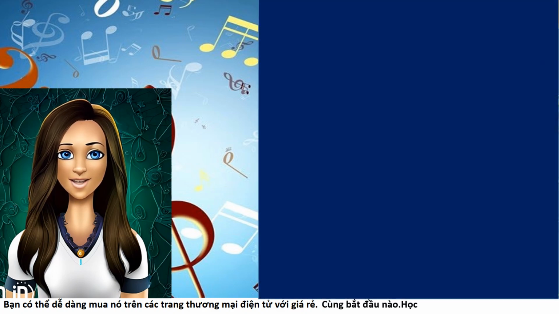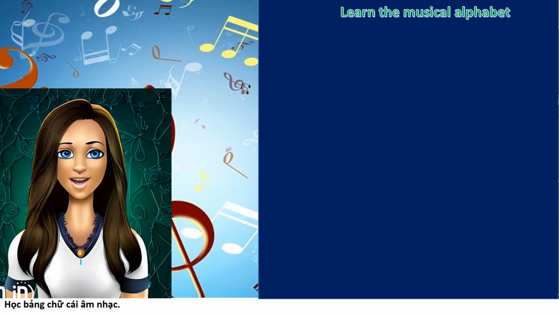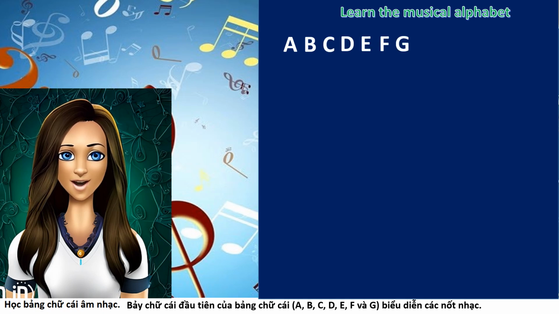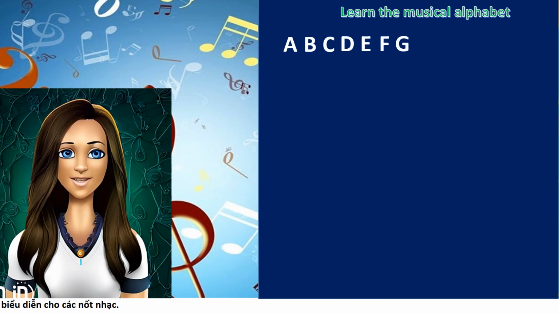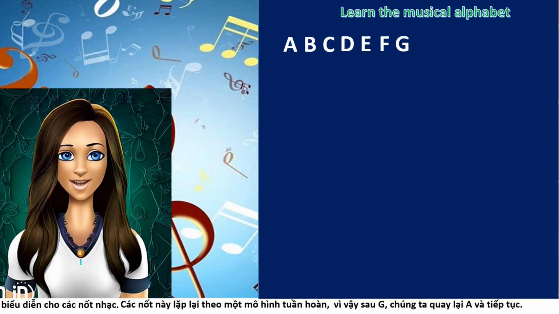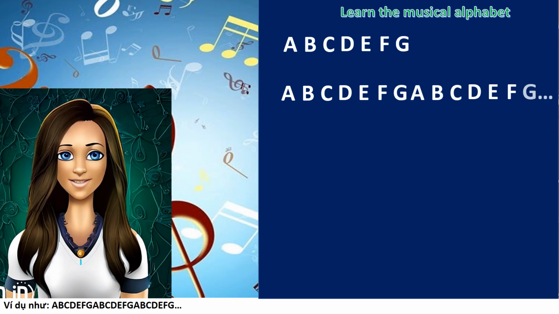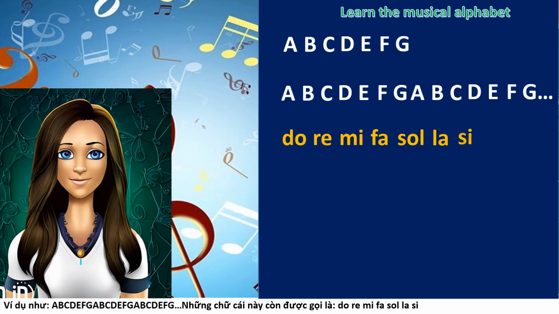Let's start. Learn the musical alphabet. The first 7 letters of the alphabet, A, B, C, D, E, F, and G, represent musical notes. These notes repeat in a cyclical pattern, so after G, you go back to A and continue. For example, A, B, C, D, E, F, G, A, B, C, D, E, F, G. These letters are also known as do, re, mi, fa, sol, la, si.